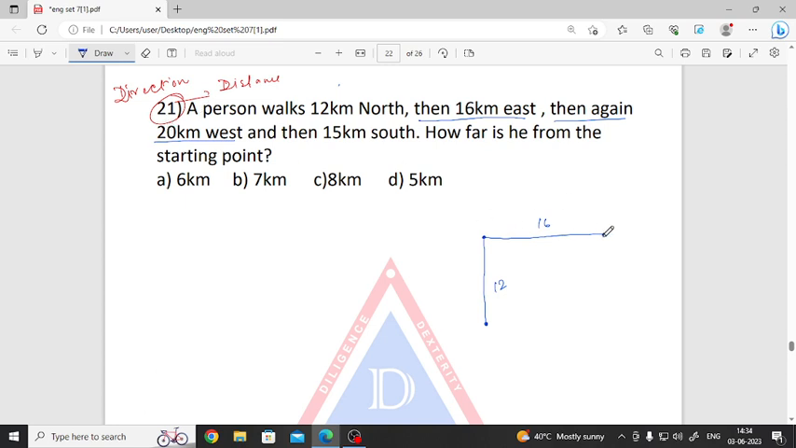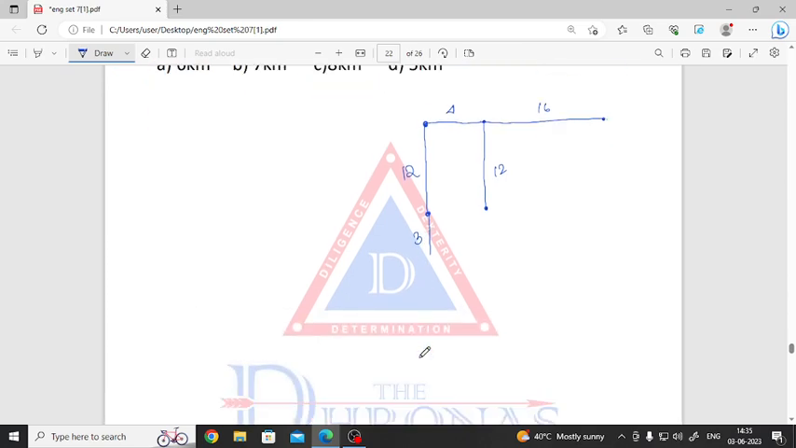So from here, how much? 20 kilometer. From this to this it is 16. So more he'll go what? 4. So here comes 20. And then 15 kilometers south. South, that means till this portion we are getting 12 and 15, that means this portion should be 3.